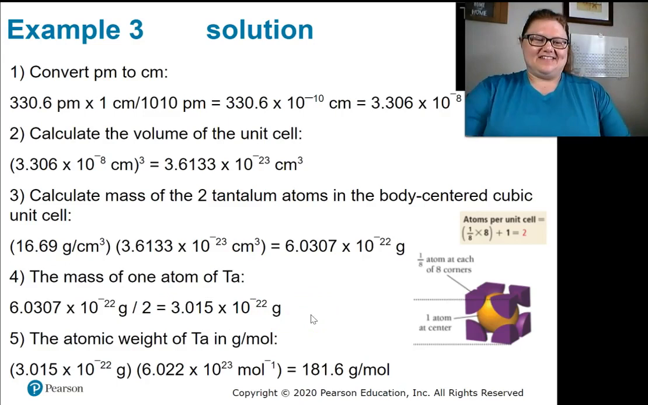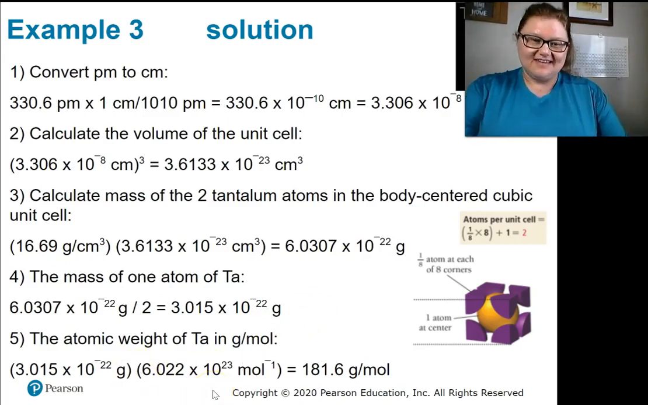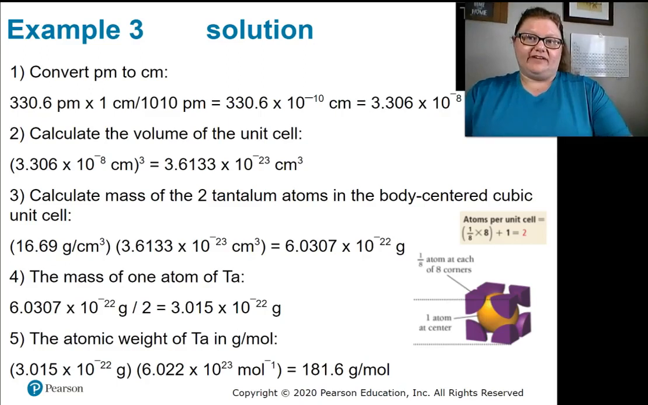And so now we need the atomic weight. So Avogadro's number makes an appearance. What we're going to do here is take our mass in grams of one atom and divide it by Avogadro's number, and that way we will get grams per 1 mole of that substance. And here we are, 181.6 grams per mole.